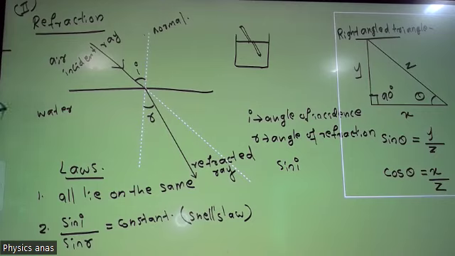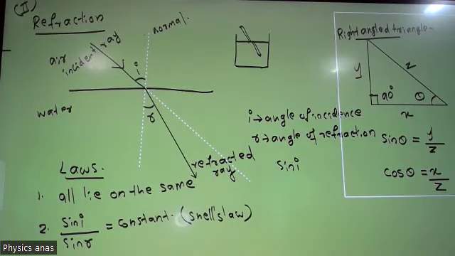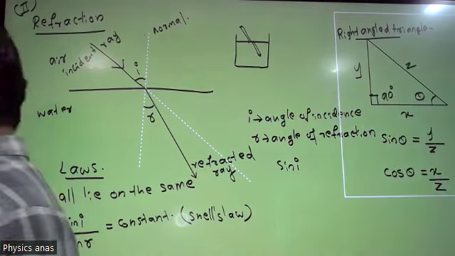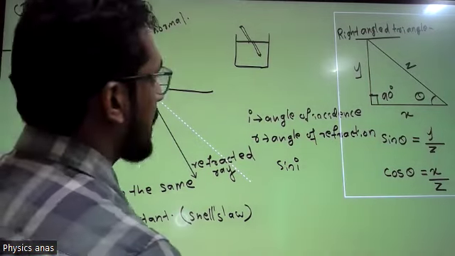The ratio of the sine of the angle of incidence to the sine of the angle of refraction is equal to a constant. That constant has a name, and I will teach you what that constant means in the next class.